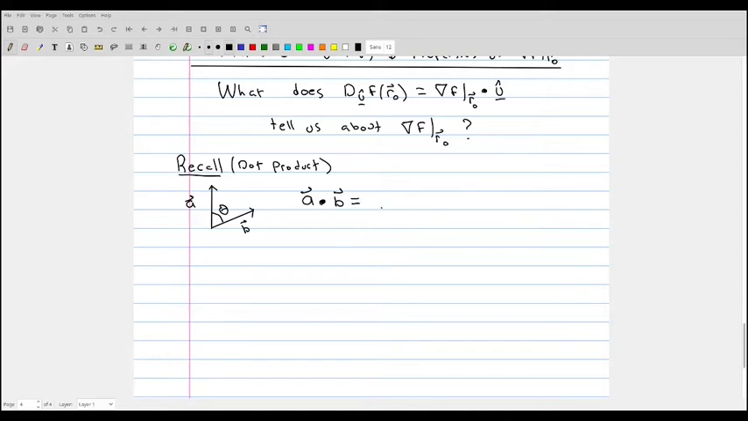Remember that the dot product has its primary definition as the algebraic definition. So it's just the multiplication of the components added together. This is what it is in 2D. In 3D, it's the multiplication of all three components added together, and so on and so forth. This is sometimes called the algebraic form of the dot product.